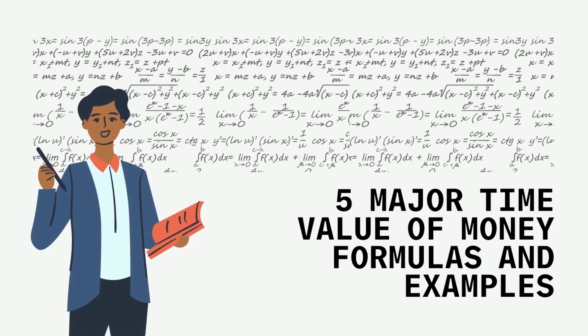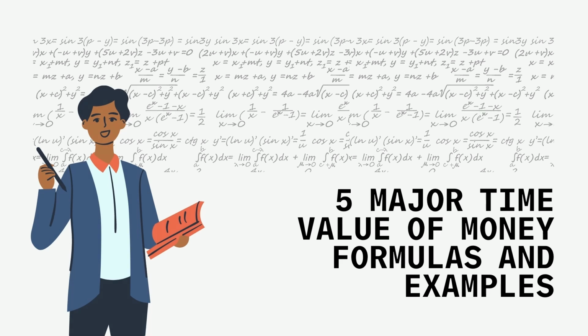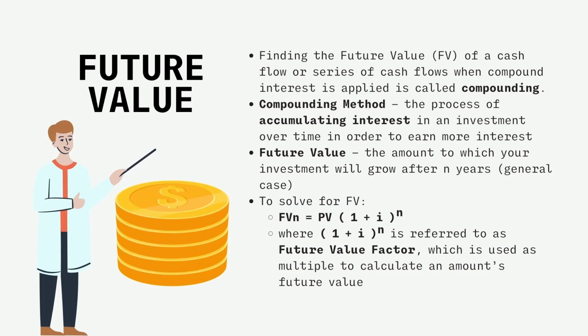Let's now move on to understanding five major time value of money formulas and examples for you to know more about it. Future value. Finding the future value, or FV, of a cash flow or series of cash flows when compound interest is applied is called compounding. The compounding method is a process of accumulating interest in an investment over time in order to earn more interest. Therefore, the future value is the amount to which your investment will grow after a number of years.